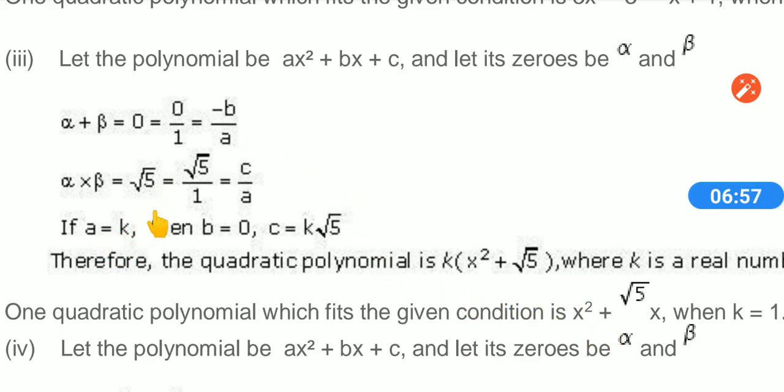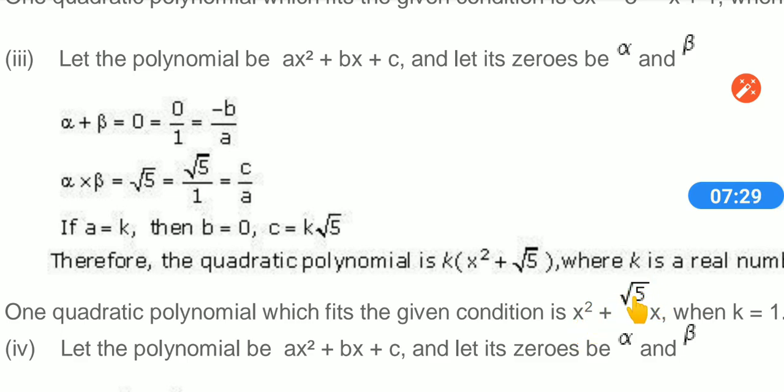So what is this? In the place of a you can write k, kx square plus, in the place of b you can write 0, 0 into x plus, in the place of c you can write k root 5. So it becomes kx square plus k root 5. So take out k common. You are left with x square plus root 5. In the place of k I am taking 1. So it becomes 1 into x square plus root 5. So what is the required polynomial? x square plus root 5 only.